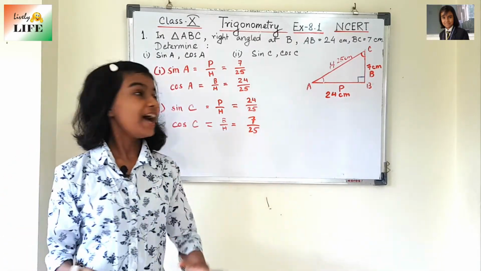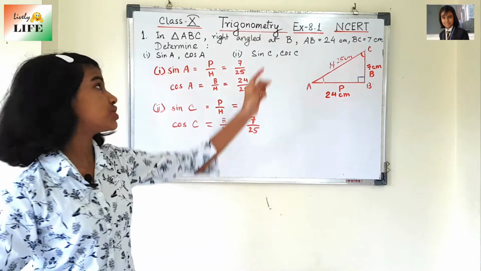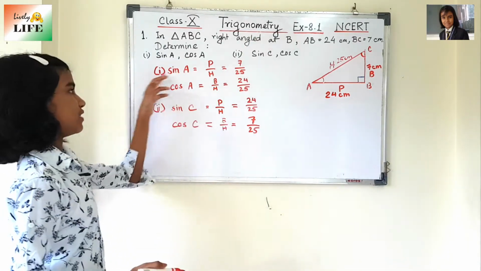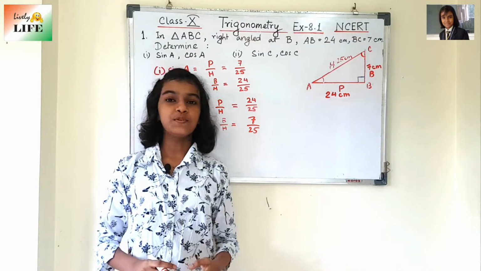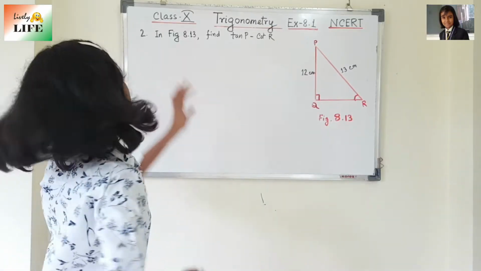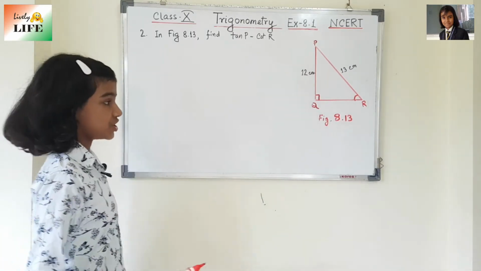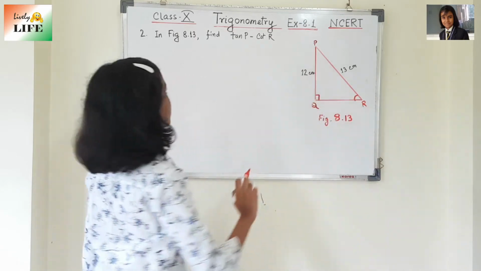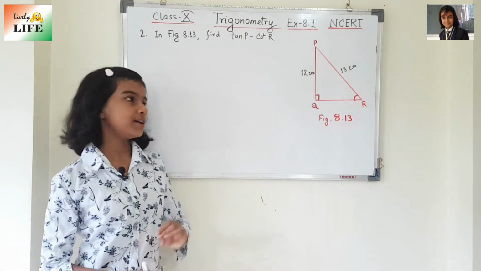Okay, so we have completed the first question of exercise 8.1, because we have found out the answers, right? So now let's move to question number 2. In figure 8.13, you can see this is the figure 8.13. Find tan P minus cot R.